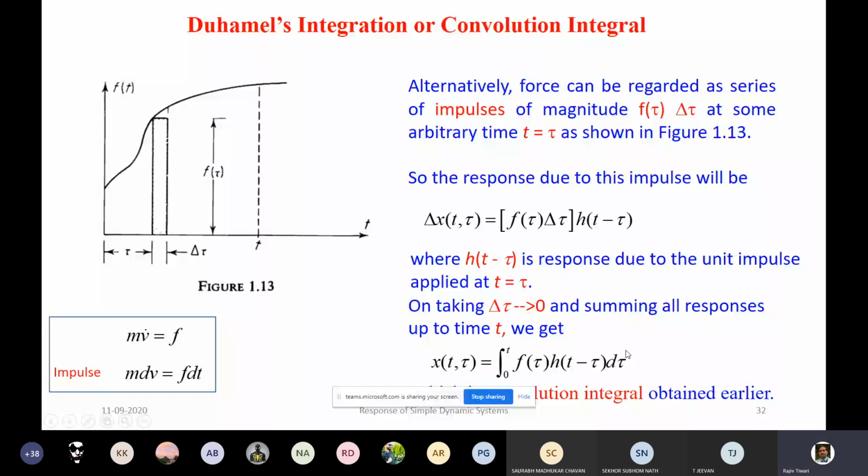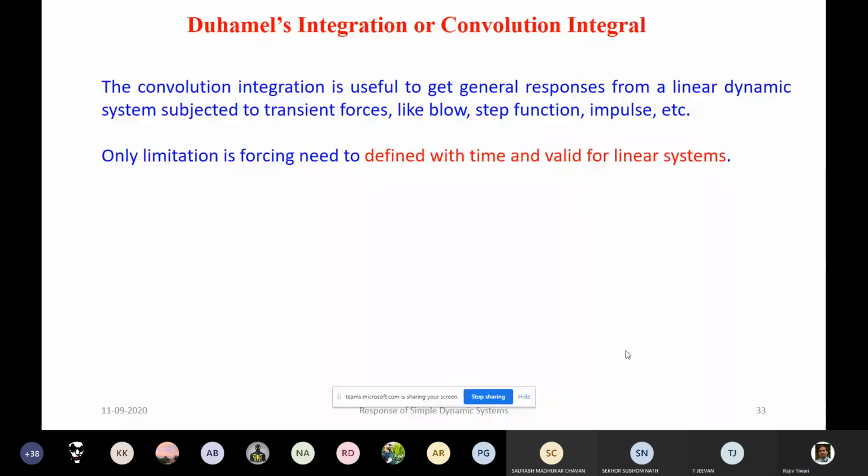This convolution integral is only applicable for linear systems. Why? Because what we are doing is taking one impulse, obtaining the response, then applying another impulse and obtaining the response, and then adding them. Only on that basis can we add, which is only possible for a linear system. For a non-linear system, the superposition theorem is not valid.